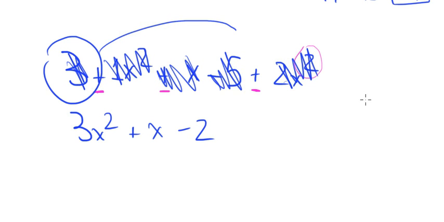No, I can't add that. They have to be like. They have to be all constants. The variables have to be identical. Remember?